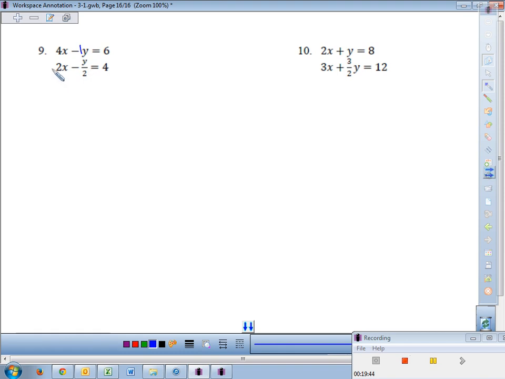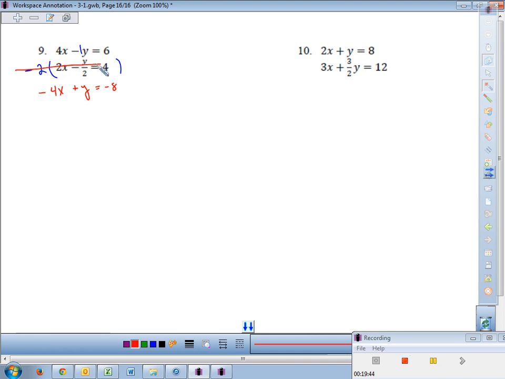Well, to get rid of the fractions, I know I'm going to have to multiply by 2. And if I only multiply by a 2, then that would turn out to be a negative y. So how about I multiply by negative 2, and that would make this negative times negative into a positive, and the times 2 and the divide by 2 will cancel each other out. So I'll take this whole bottom equation times negative 2, and I'll get negative 4x plus 1y equals negative 8.